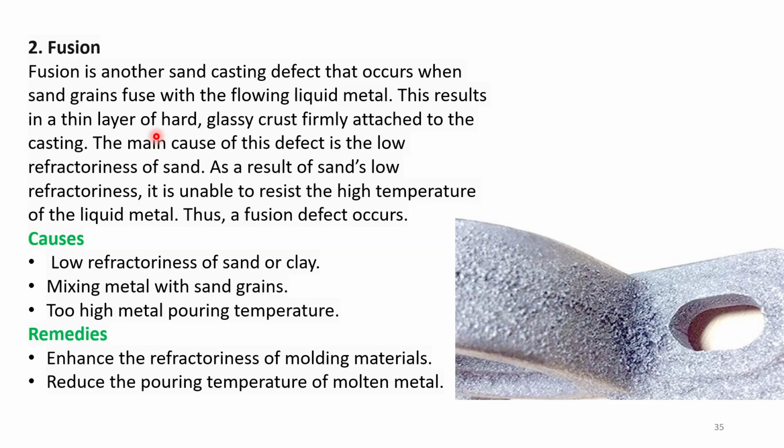So, causes: low refractoriness of sand or clay, mixing metal with sand grains, and too high metal pouring temperature. Remedies: enhance the refractoriness of the molding material. So if you choose a sand, or a mixture of sand, in such a way that it has good refractoriness, and reduce the pouring temperature of molten metal.